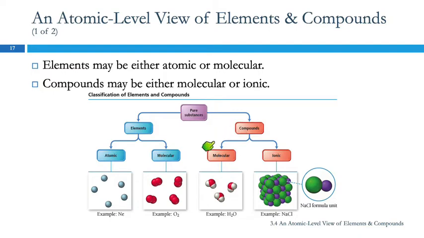For compounds, we can have molecular compounds or ionic compounds. Again, it's based on what are the smallest pieces. For a molecular compound, you have individual molecules. For an ionic compound, you have individual ions, and we're talking about a formula unit instead of a molecule, because ionic compounds don't actually have molecules.